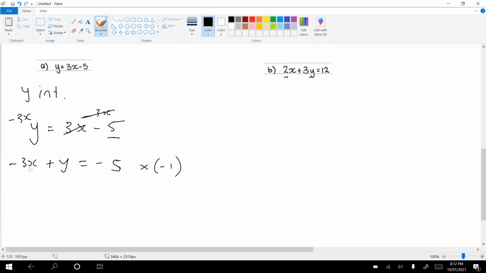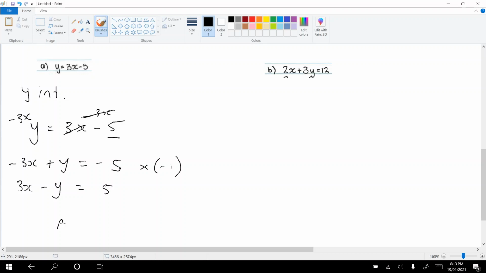So minus 1 times minus 3 becomes positive 3x. Minus 1 times y becomes minus y. And minus 5 times minus 1 becomes positive 5. So that's the best way to rearrange it. Now, all I've done here is, I wanted that expressed as a positive, and so I've just made the other two negative. Okay, that's one way to think about it. But mathematically, what we're doing is multiplying both sides of the equation by minus 1, or dividing them both by minus 1. Sorry.